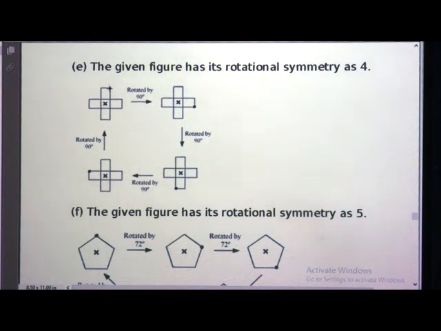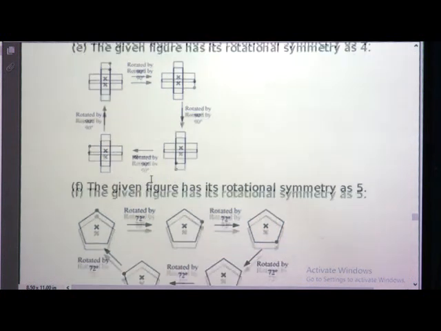So, if we rotate to the 90 degree, the dot will be here in this position. If we rotate again to 90 degree, the dot will be in this position. And if you rotate again to 90 degree, the dot will be in this position. Again if you rotate to 90 degree, it will be in the original position. So, 90, 90, 90, 90 is nothing but 360 degree, the one rotation is completed. But how many rotational symmetry does it have? It has 4 rotational symmetry.